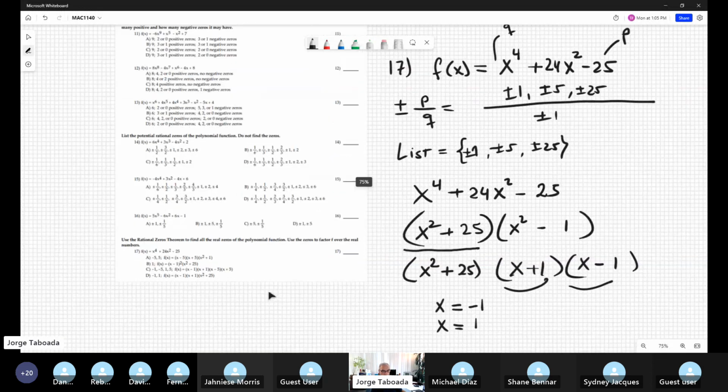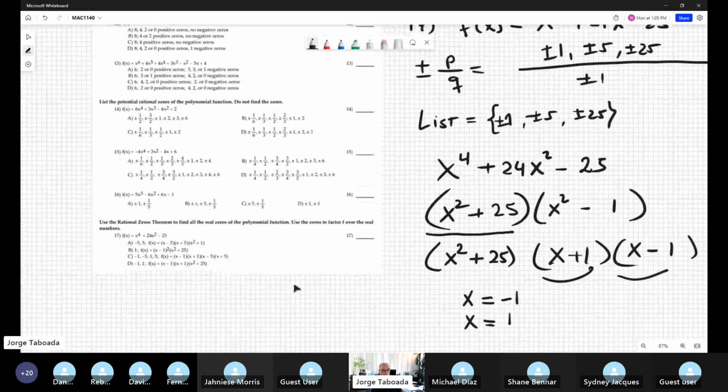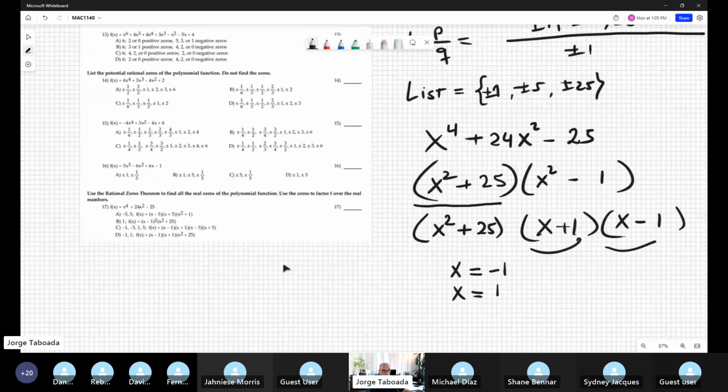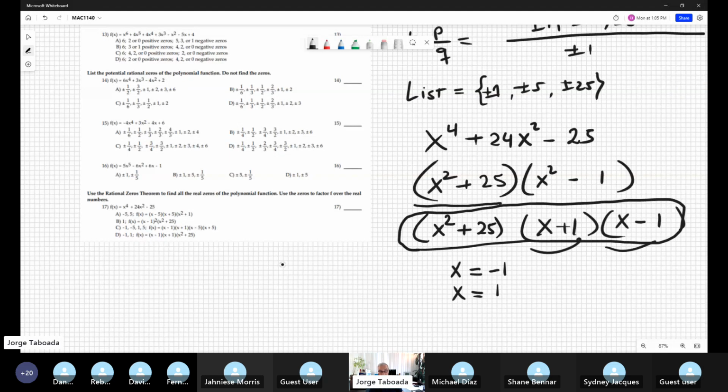Because the actual real zeros are -1 and +1, and the factorization looks exactly the same as what I am doing here. No synthetic division is necessary, at least in this problem.